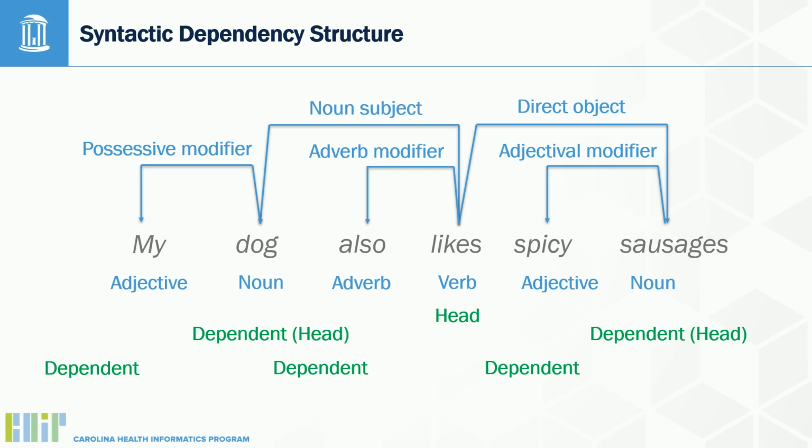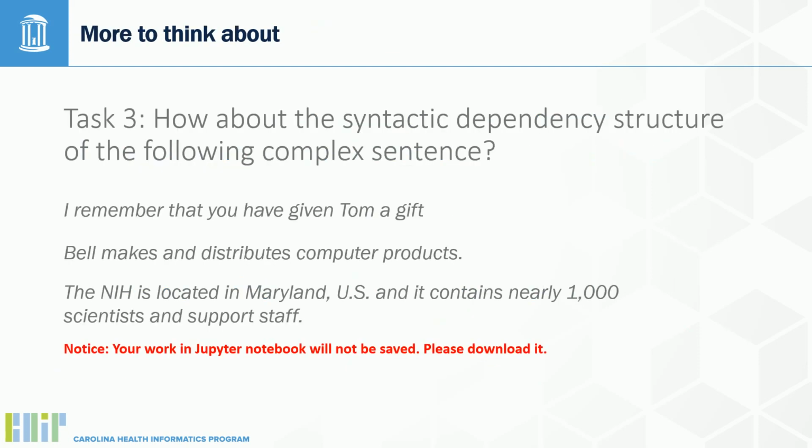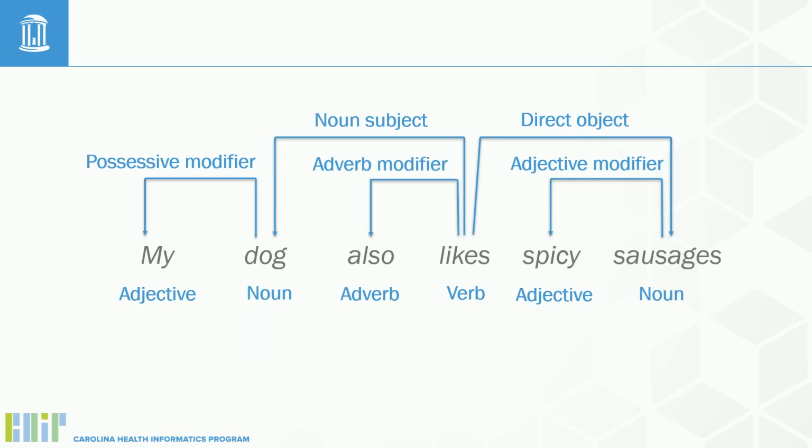Why do we analyze the sentence structure in this way? Because that will help us figure out which components bear the most important semantic meaning of the sentence, and which components just provide complementary information. Now, we have talked about a simple syntactic dependency structure. Let's think about the following examples, which are more complex. Check the text 3 in Jupyter Notebook and think about which might be the head and which might be the dependents.